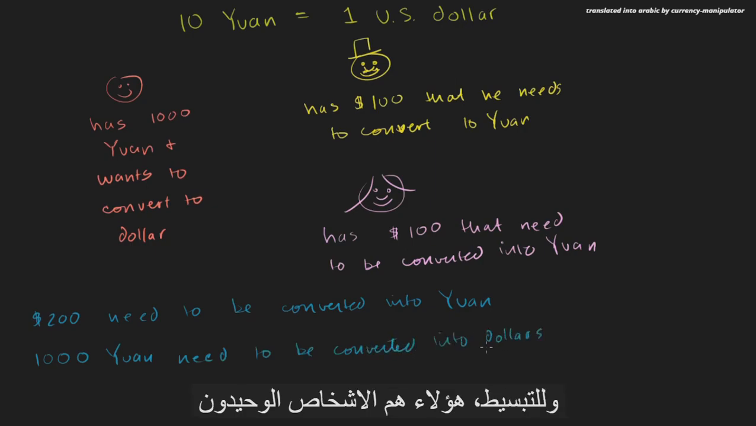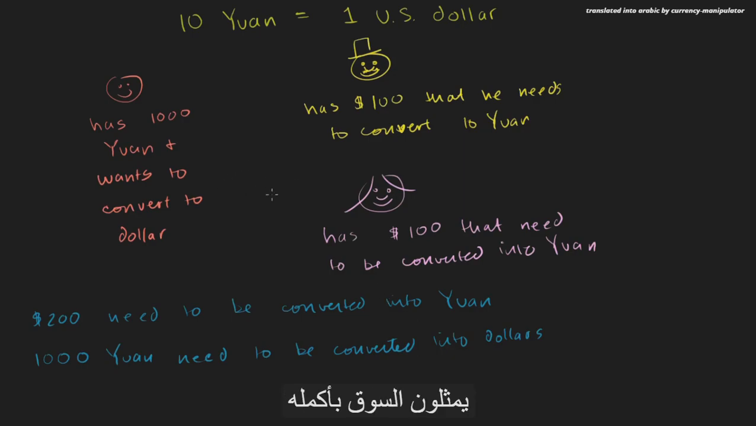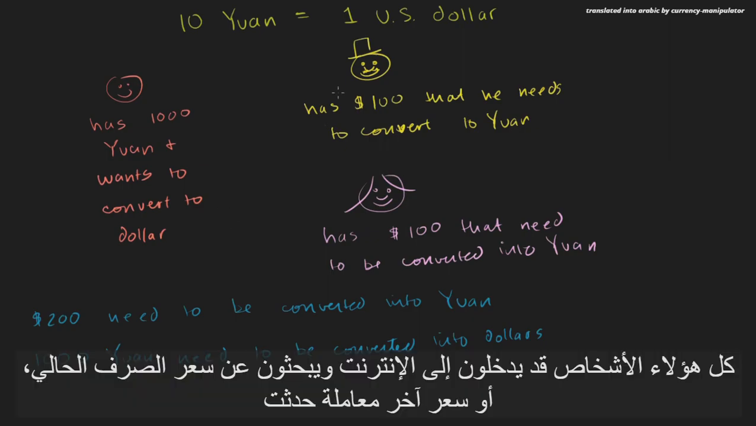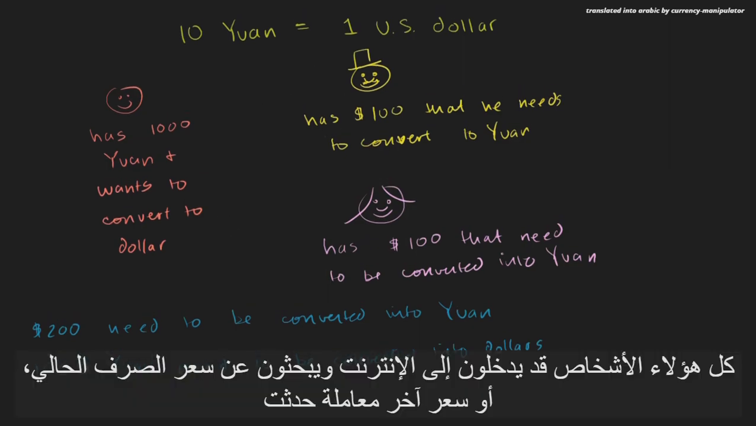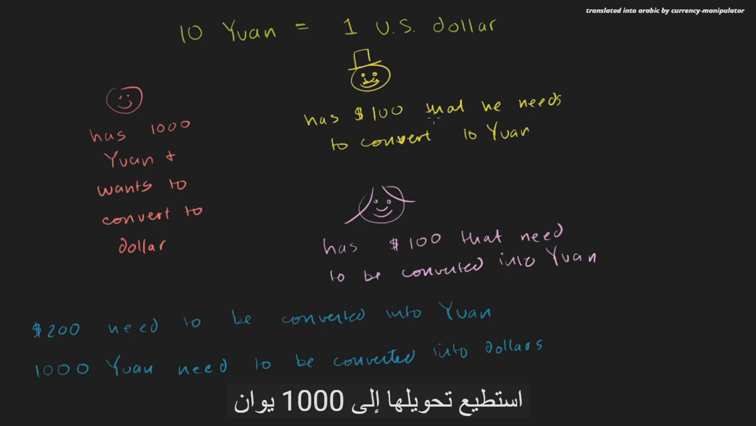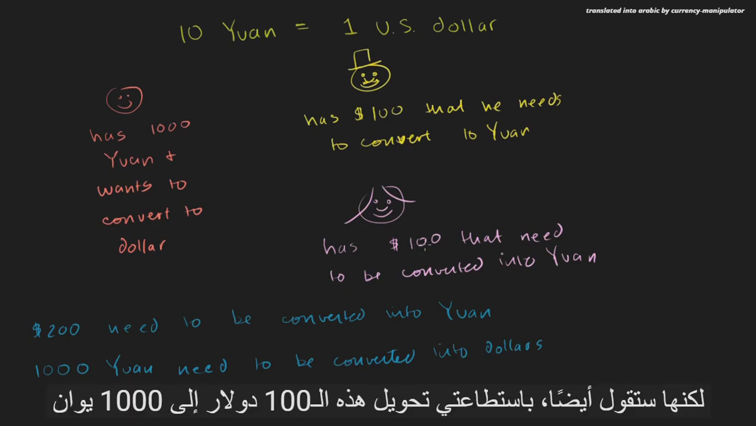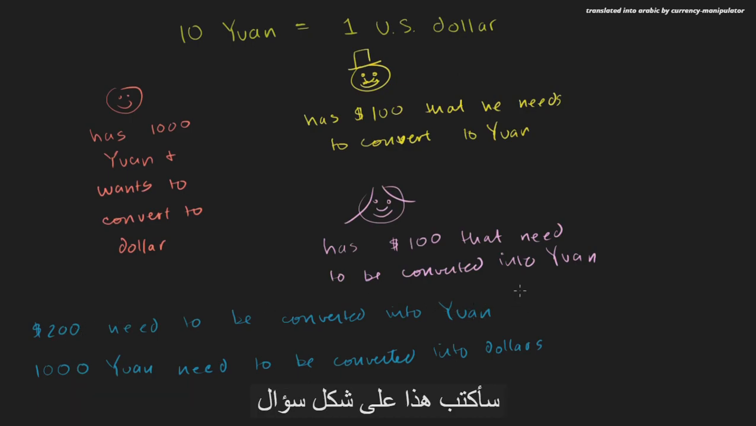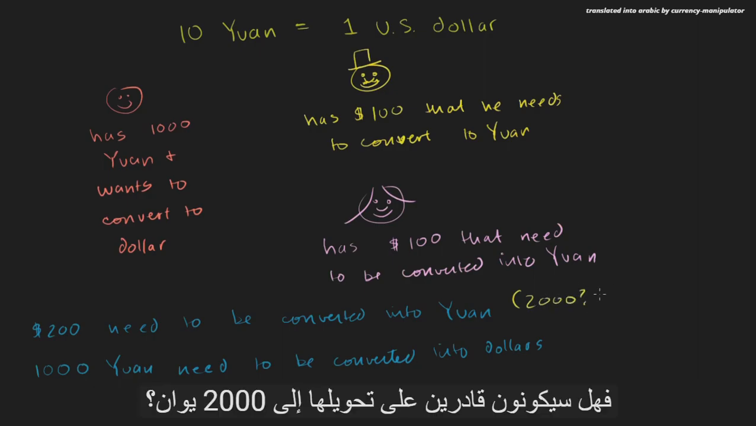And for simplicity, these are the only actors. They are representing the entire market, although, as we know, in currency markets especially, there are thousands or even millions of actors actively participating. So what's going to happen? All of these people might just go on the internet and look up the current exchange rate, or the last exchange that occurred, and say, hey, me over here, this $100, I should be able to convert it into 1,000 yuan. But she also says I should be able to convert this $100 into 1,000 yuan. So they collectively think that $200 can be converted into 2,000 yuan. So will they be able to convert this into 2,000 yuan?